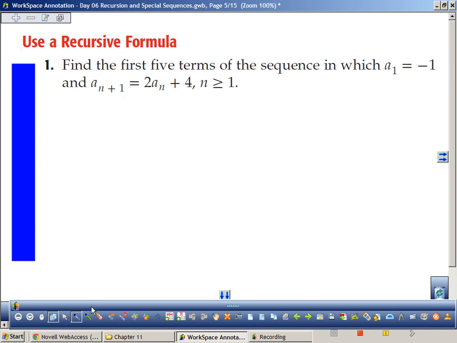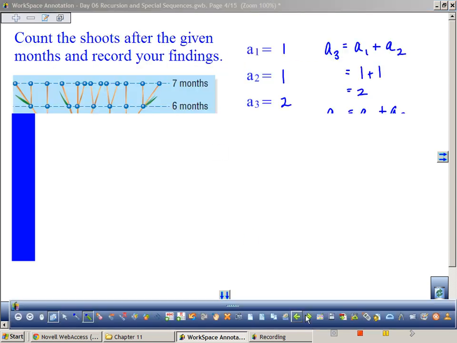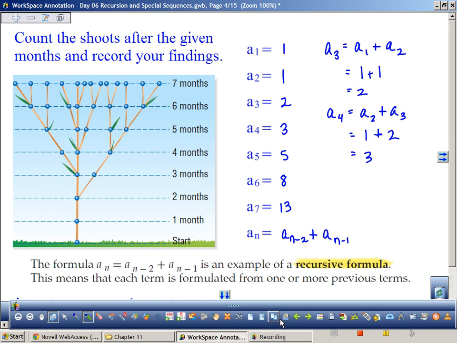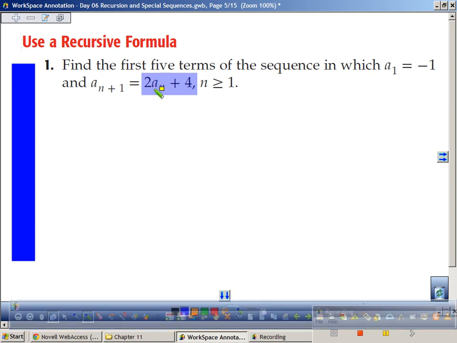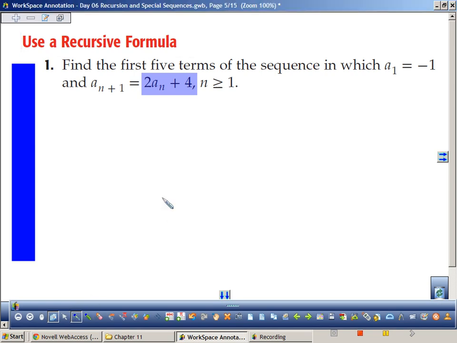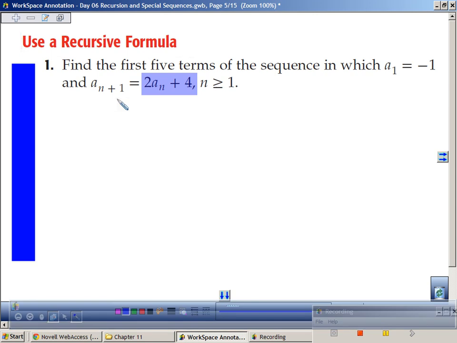All right, use a recursive formula. So here's a different recursive formula. Here's the formula right here. So in order to find the next term, I have to plug the previous one in to find the next one. I'm going to show you. Just put your pencils down. It's all going to unfold for you in just a second. I didn't explain that very well right now.